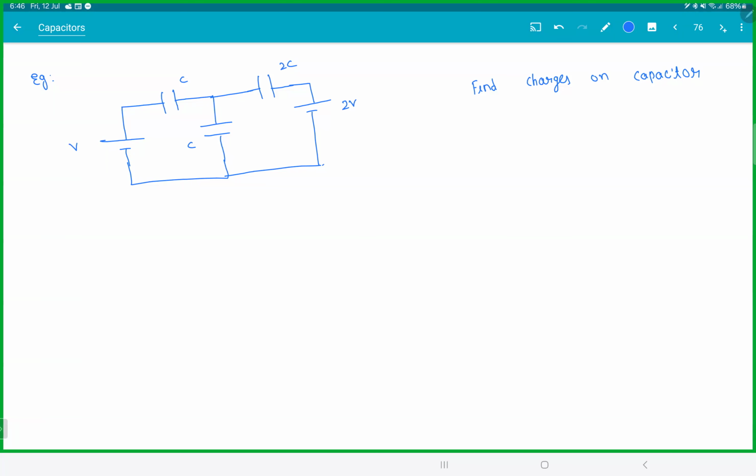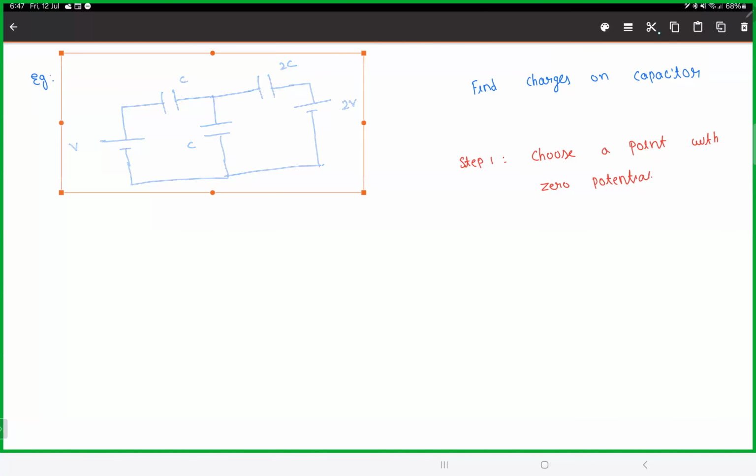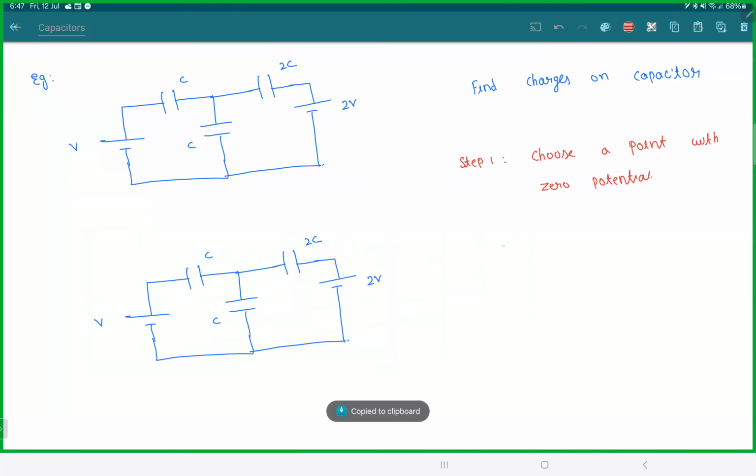Then you come to the fifth one. Then you have to use Kirchhoff's law. So this is how we do. Step 1. Choose a point with 0 potential. Now see, the circuit doesn't care about the potential. It's always interested in potential difference. So you can start with 0. Choose a point with 0 potential. So I'll start with this thing as 0.